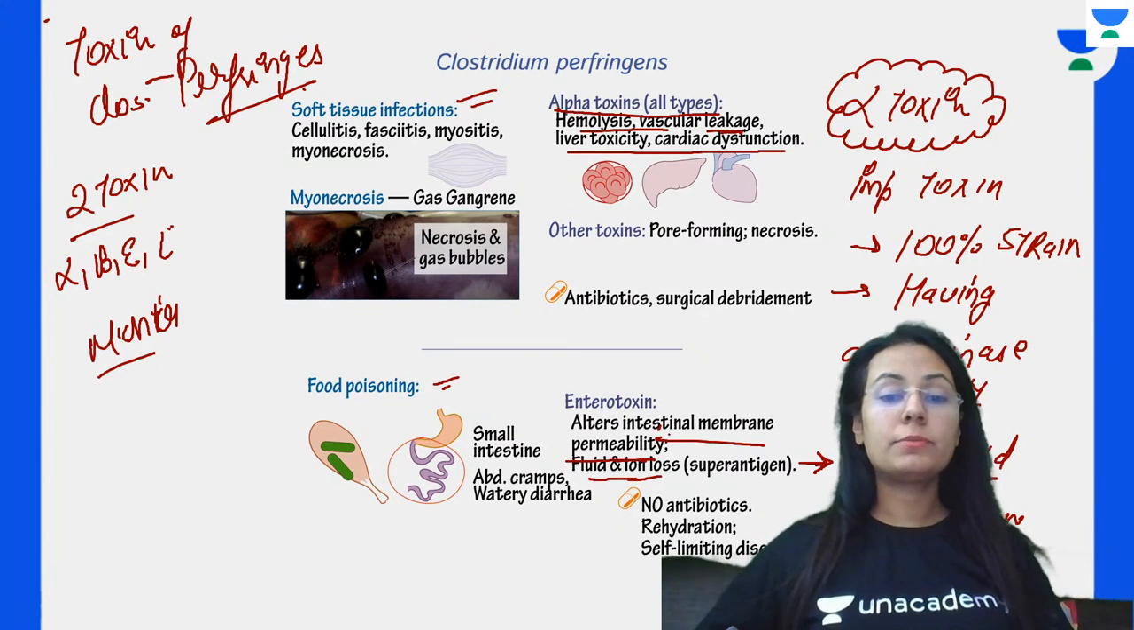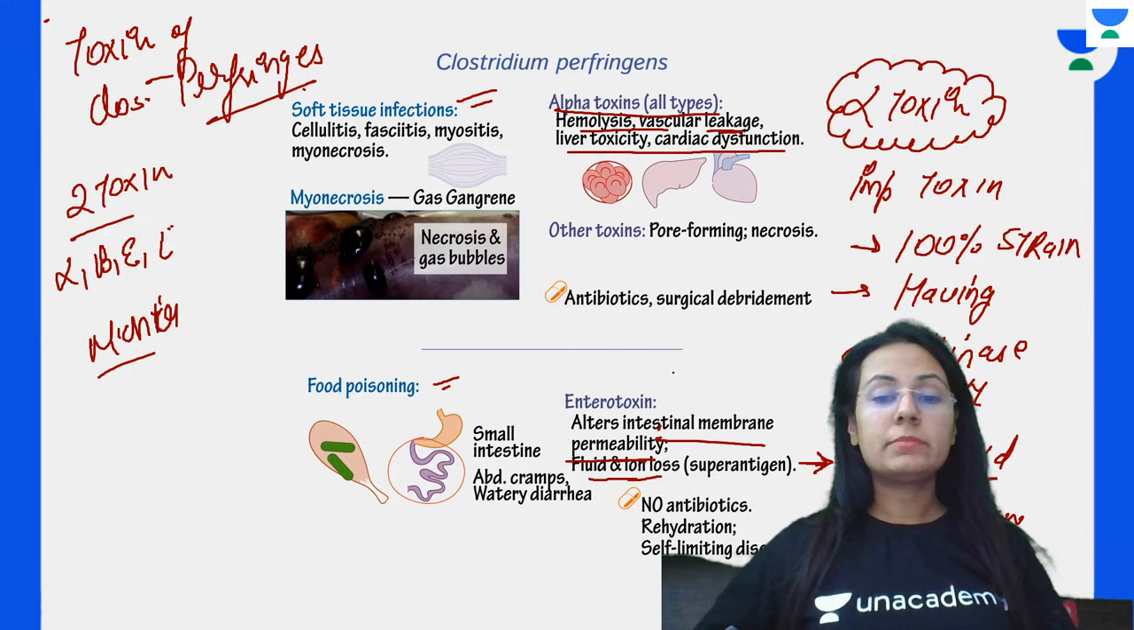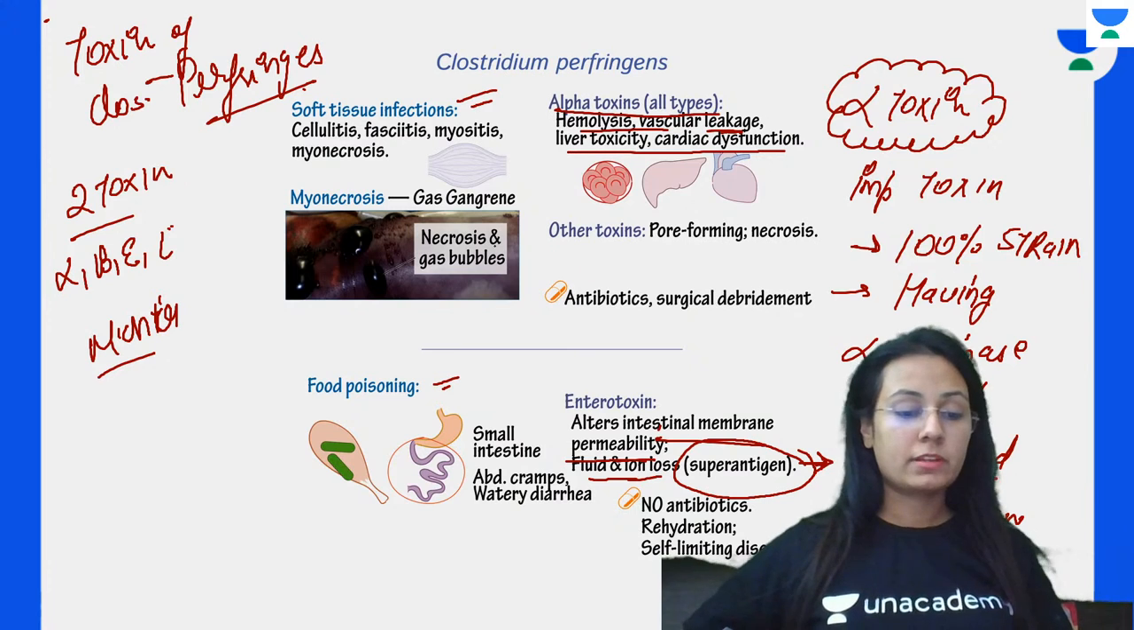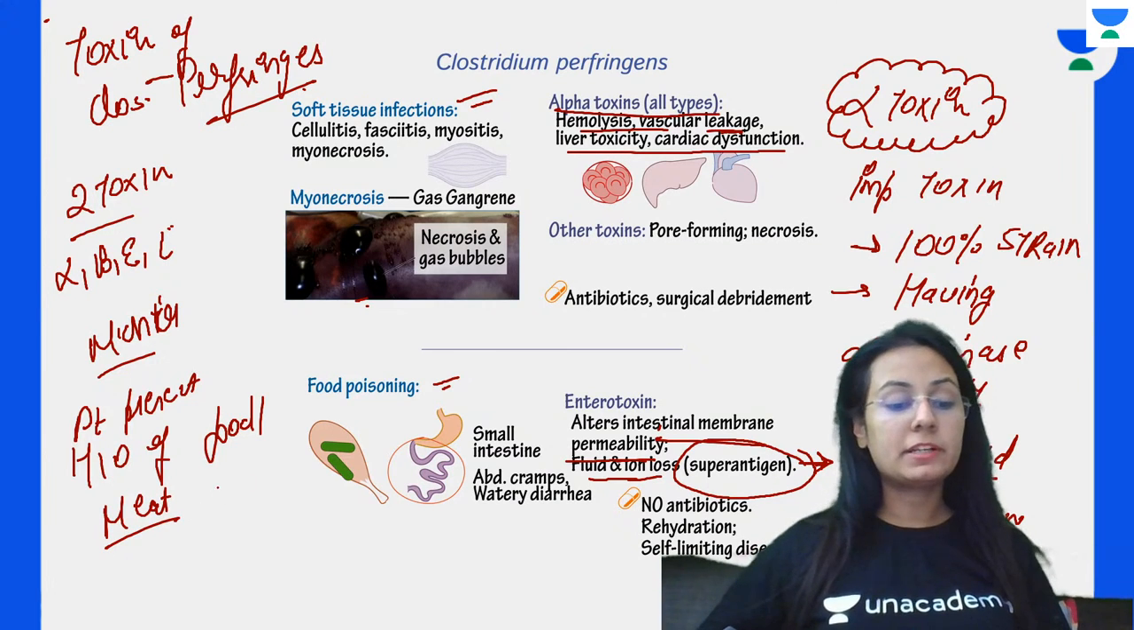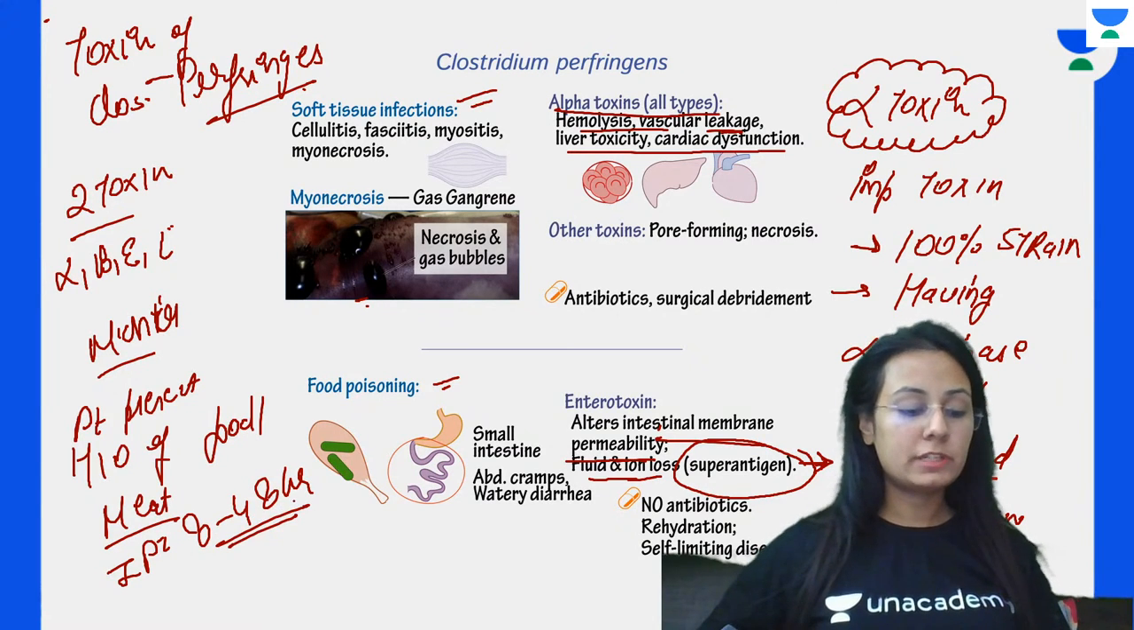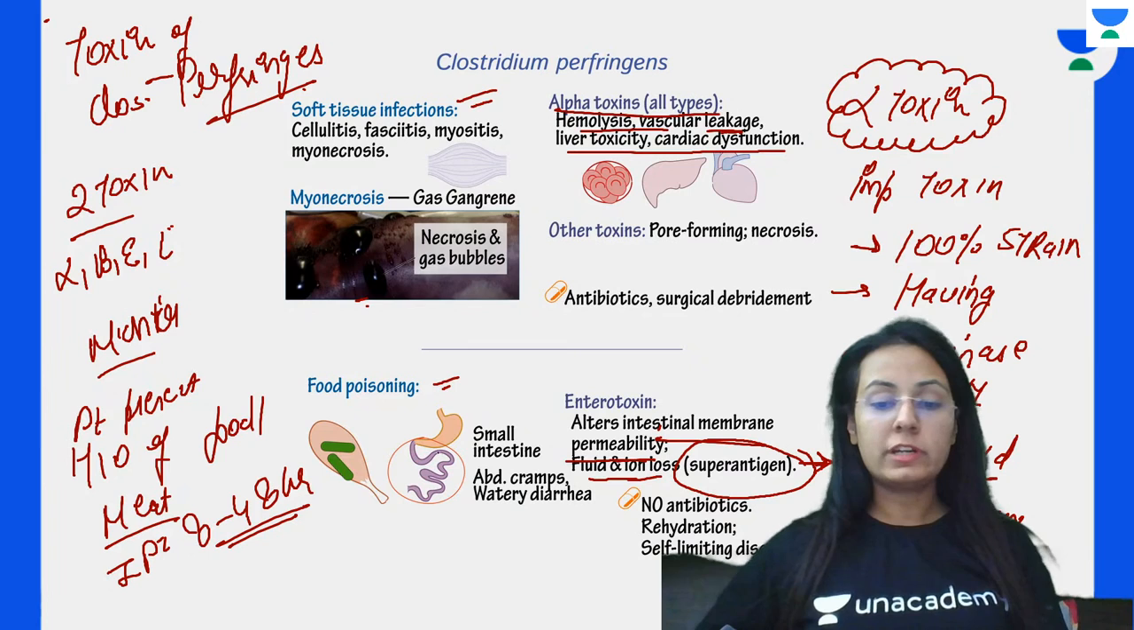If you remember that Clostridium, that is having what? The superantigen property. And the patient will present with a history of food and meat consumption that is contaminated by these spores, and the incubation period will be 8 to 48 hours. The incubation period will be between 8 to 48 hours.